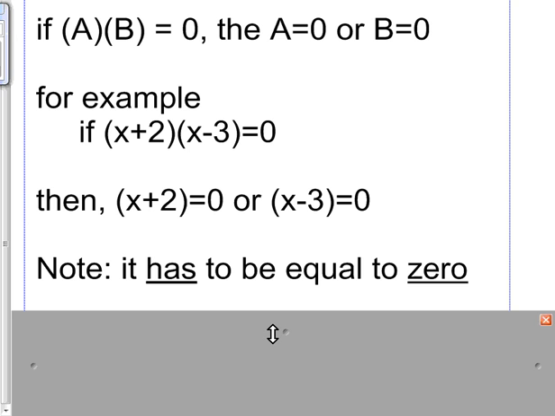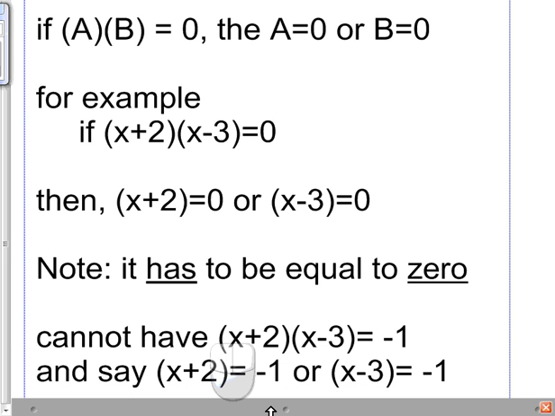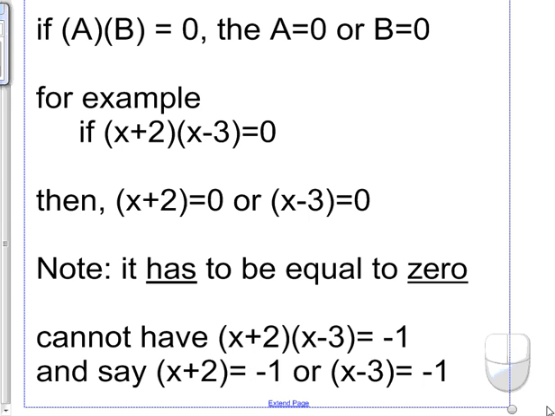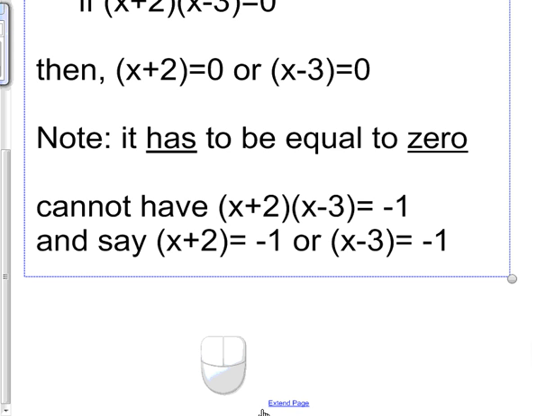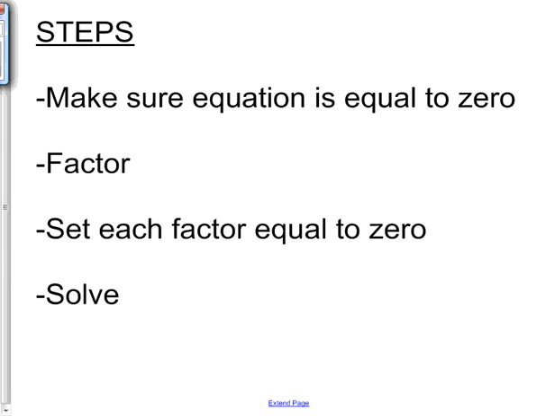This means it has to be equal to 0. And we cannot have our x plus 2, x minus 3 equal to negative 1, or any other number. Otherwise, our zero product property doesn't work.